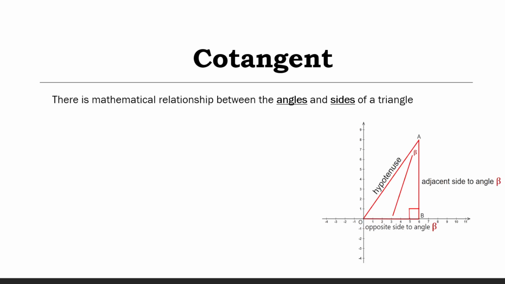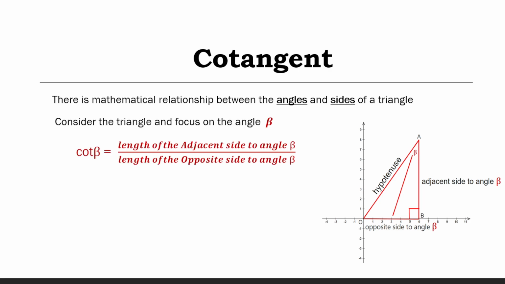The same can be done with focusing on the angle beta. Cot beta is equal to the length of the adjacent side to angle beta divided by the length of the opposite side to angle beta, and that gives us cot beta is equal to AB over OB, which with AB made the subject of the formula becomes OB times cot beta.